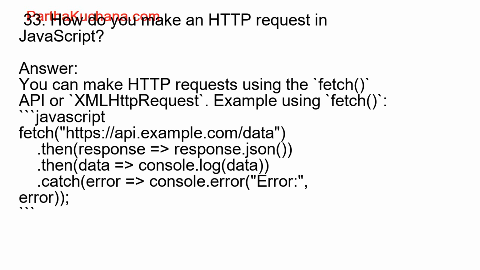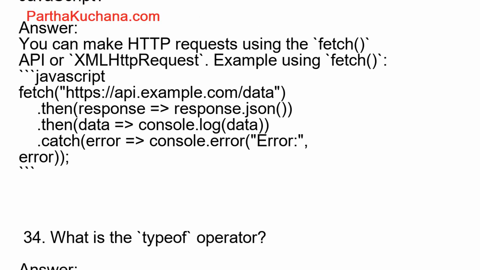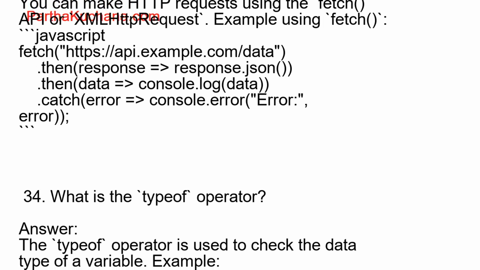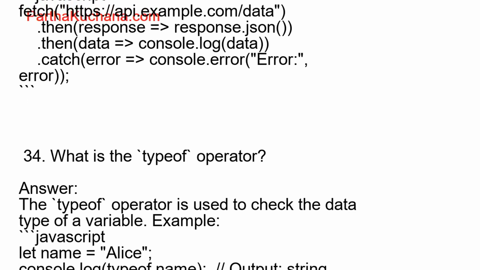35. What is the difference between synchronous and asynchronous code? Answer. Synchronous code runs in a sequence and blocks further execution until the current task completes. Asynchronous code runs without blocking further execution, often using callbacks, promises, or async functions.